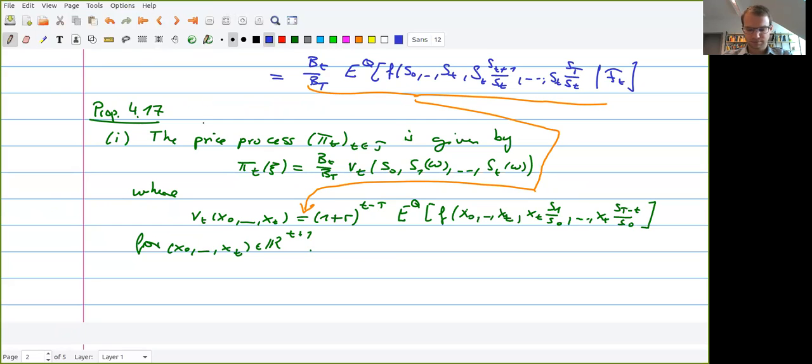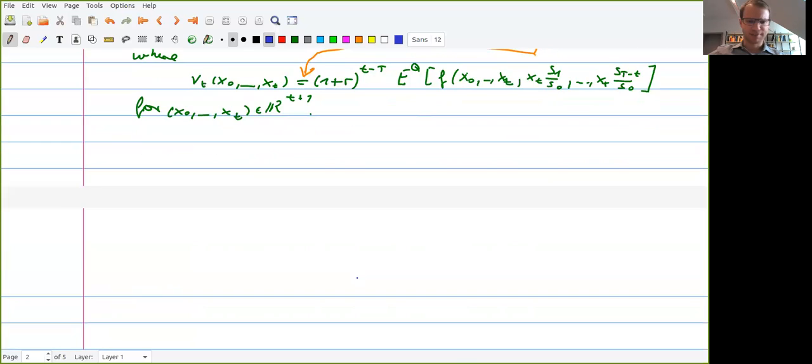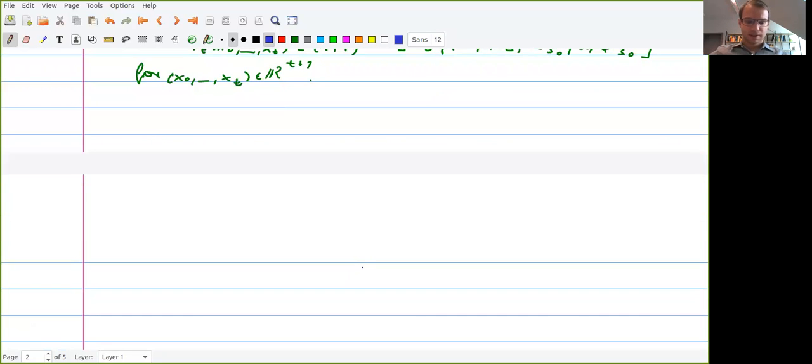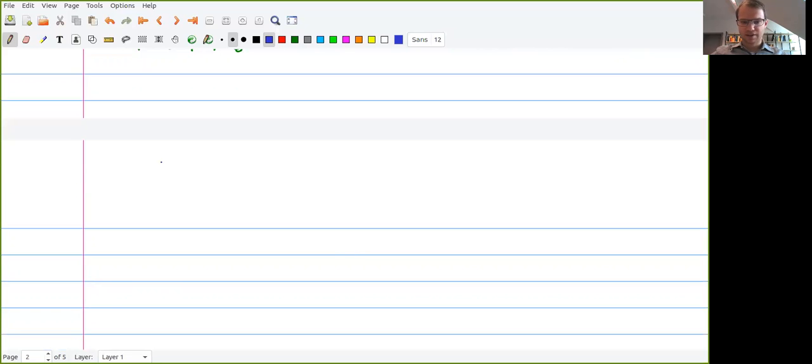And now, okay, and this is still an expectation. So in principle, you know how to calculate this expectation, because you know the measure Q, and you know all the distributions of all random variables, so you can explicitly calculate this conditional expectation here, or here just an expectation. But let me give you also an even simpler recursion formula.